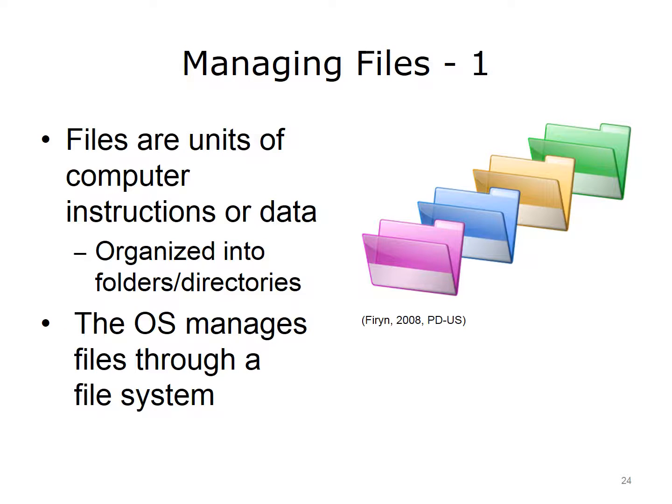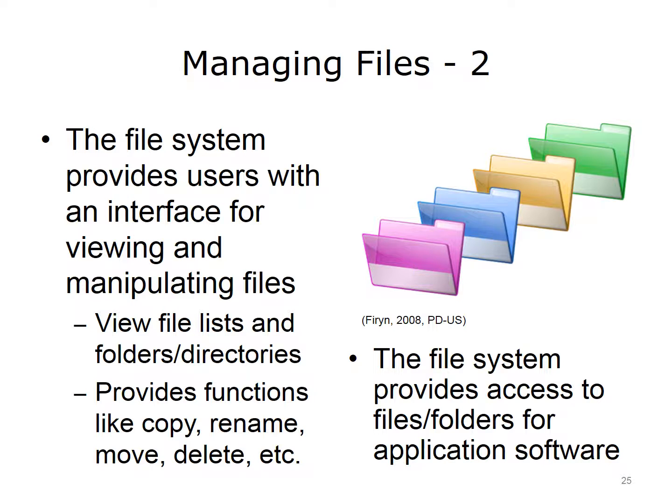A file is a set of computer instructions or data treated by a computer as a single unit. Files are organized into folders or directories. The OS uses a file system to control how these files are stored on disk in secondary storage. The file system provides the user with an interface for viewing and manipulating files. Some of the operations facilitated by the file system are listing, viewing, copying, renaming, moving, and deleting files and directories.